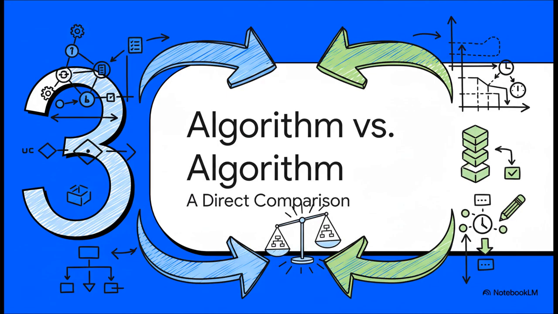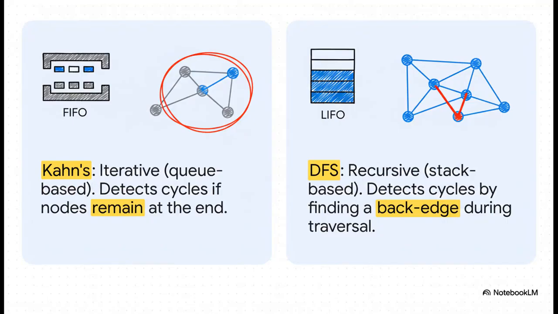All right, so we have two totally different ways to get to the same answer. Let's put them side by side and really see how they stack up against each other. This comparison is super important. Kahn's is iterative, meaning it uses a loop and a queue to process things one by one. It finds a cycle in a really simple way. If you get to the end of the process and there are still some tasks that didn't make it to your final list, you know for sure there was a cycle.